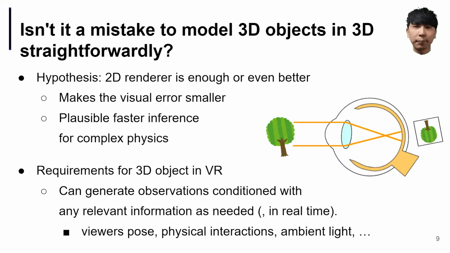Our key hypothesis is that a 2D renderer is enough, or even better than explicit 3D models, for data-driven 3D replication. Because it can directly optimize the observation, the visual error can be smaller, and the ideal 2D renderer can provide plausible but faster inferences for complex physics. We believe that there is only one requirement for 3D objects in VR, that is the ability to generate observation in real time, conditioned with the necessary information.